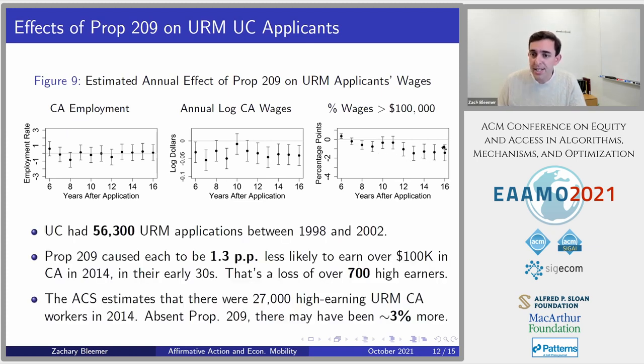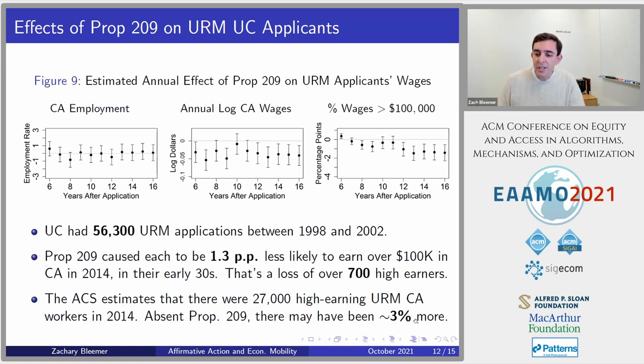There were about 56,000 in a 5-year window, represented by these 5 years. And Prop 209 made each of them about 1.3 percentage points less likely to have this high level of earnings in their early 30s than they would have been if they'd had access to more selective universities as a result of affirmative action. Again, just adding that up, that means that there were about 700 young Black and Hispanic workers in the state who were unable to have high earnings because they didn't have access to selective universities.